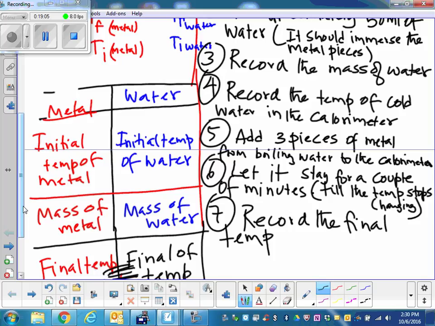Okay, guys. Let's see if we can cross out a few of the things. All right. Did you get the initial temperature of water? Is this the initial temperature of water? We got that? I can cross it out. Did I get the mass of water? Is that the mass of water? Can I cross it out? Did I get the initial temperature of the metal? Did I record that? So what should be my next step?